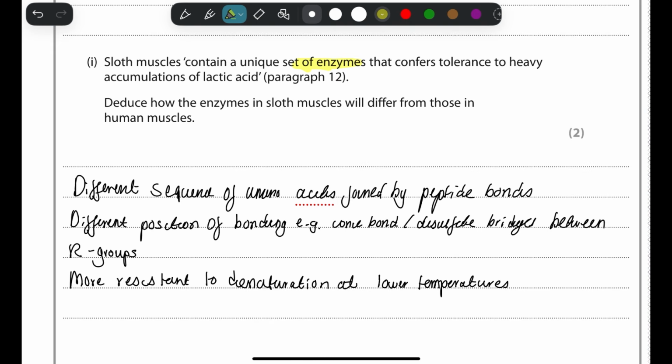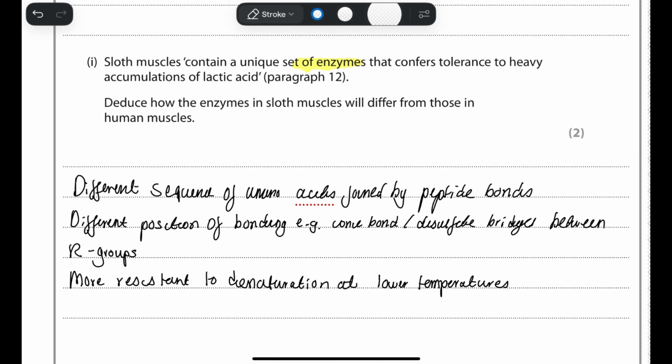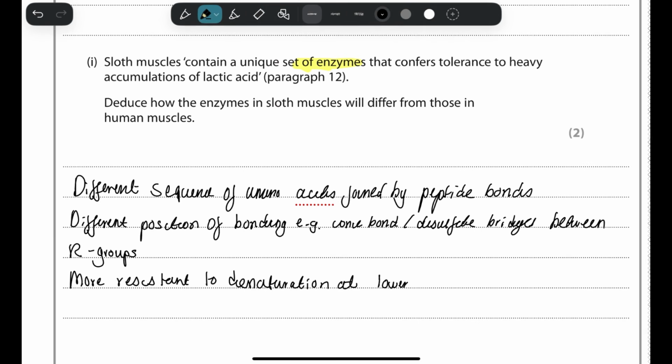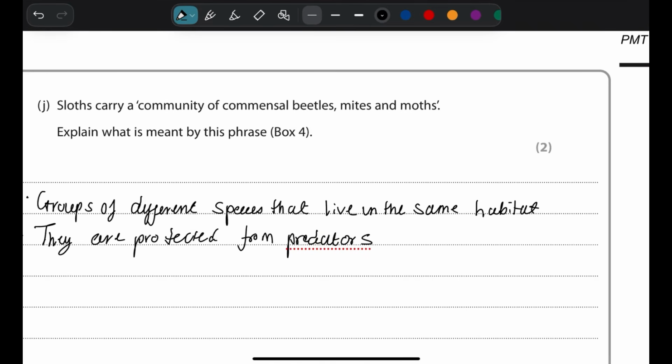Cool. Now, I found the point that I talked about lactic acid very interesting. So I definitely want to just mention that. What I would say is that they're more resistant to denaturation at lower pH, because lactic acid is going to reduce your pH. So I'd maybe mention that as well when I'm answering.